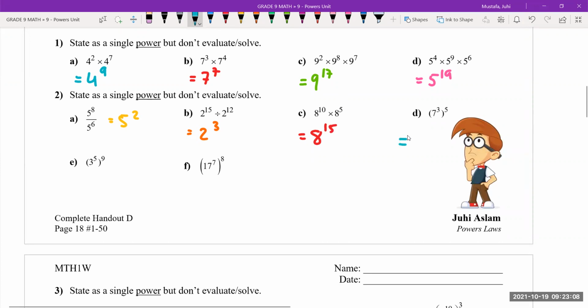question D? It is a power of a power. Sienna? Add them together. Yep. The next one, question E. Anishit? Perfect, because again, it's a power of a power. And then our very last one on this page, question F. Abrami? 17 to the power of 56.